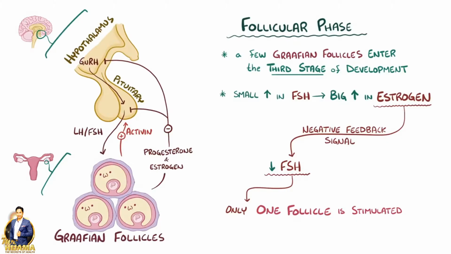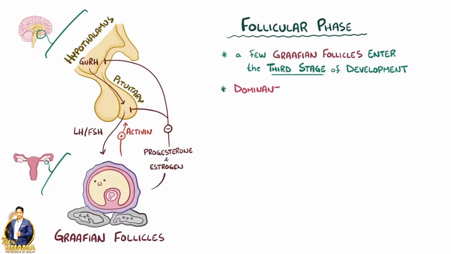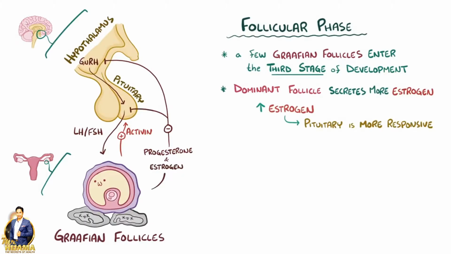The follicle that has the most FSH receptors hoards the most of this hormone and becomes the dominant follicle. It usually takes about a week for a dominant follicle to get selected, and after that happens, the rest of the follicles regress and die off. The dominant follicle keeps secreting estrogen for the rest of the follicular phase. The steady increase in estrogen makes the pituitary more responsive to the pulsatile action of the hypothalamic GnRH.